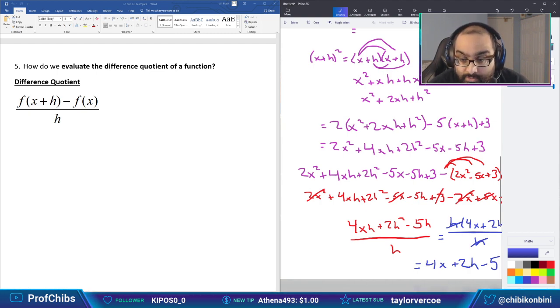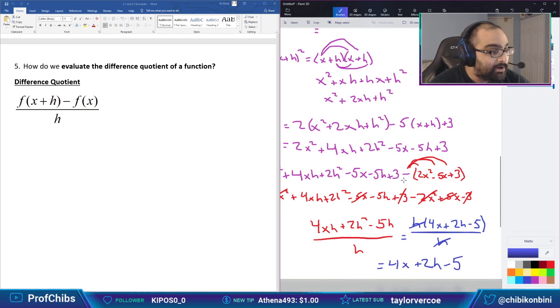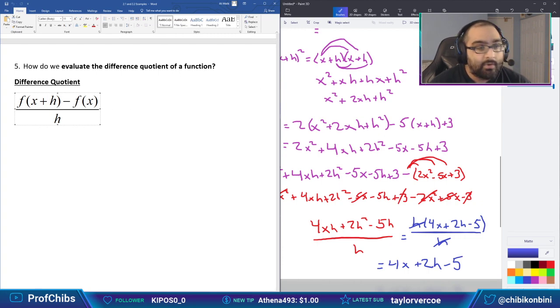Why would you distribute a negative 2 and not a positive? The reason we distribute the negative here, Fritz, is because we are subtracting f of x. Based on the formula for the difference quotient, we are always distributing the minus sign.